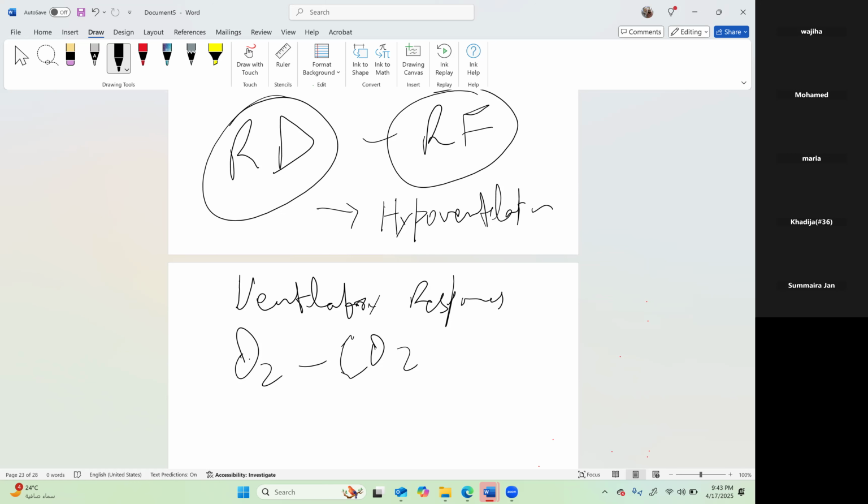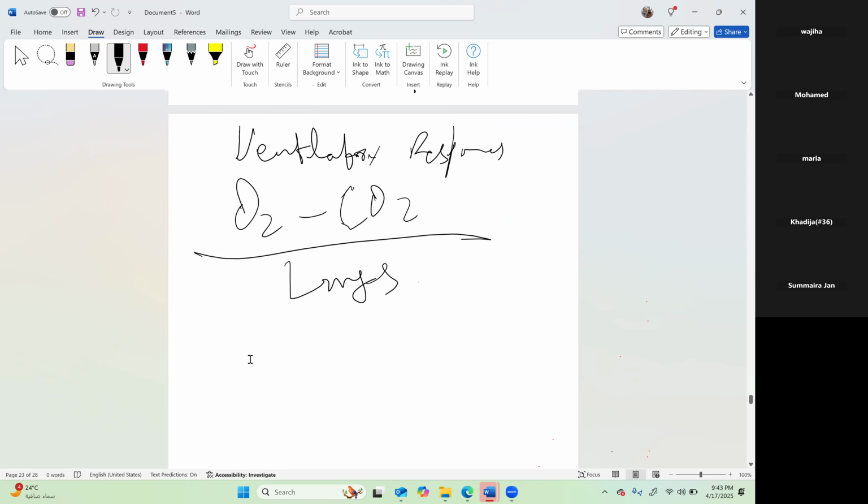And how can you tell respiratory failure? When the lungs are not functioning properly, there is hypoxia, hypercarbia, the system is not working properly.